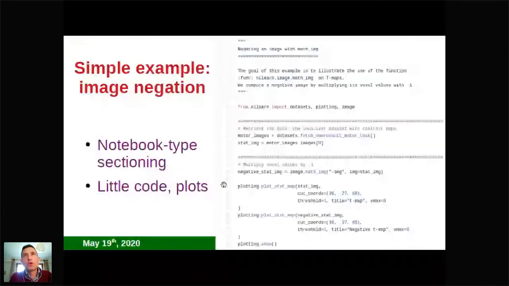Here I just took a glimpse into a very short example that just takes an input image and negates it, computes the minus this image and just plots it. So that's very simple, but so you can see the notebook-like sectioning provided with these lines in the example. There is little code. You don't want to lose people in reading code. And there are plots that people can very quickly see what's going on and what the example does.